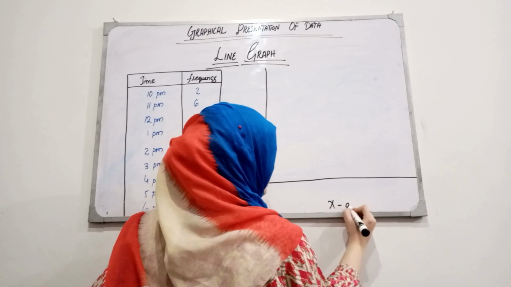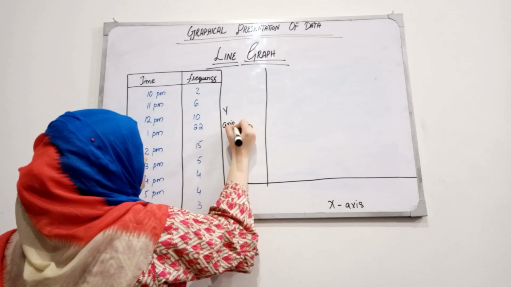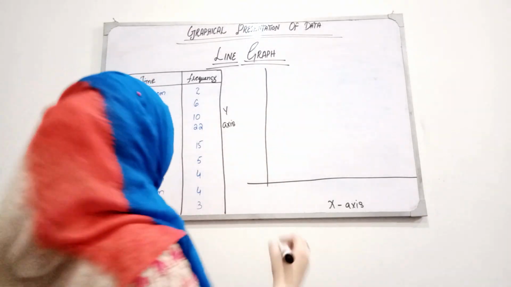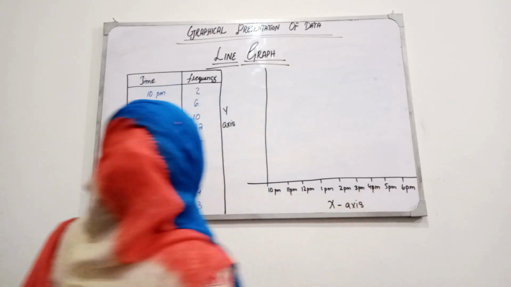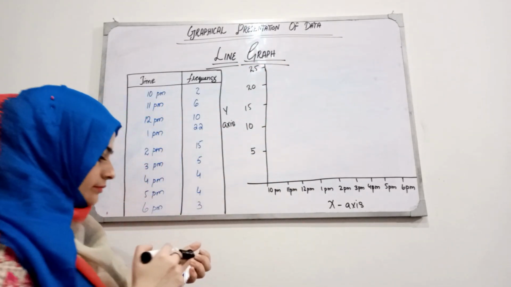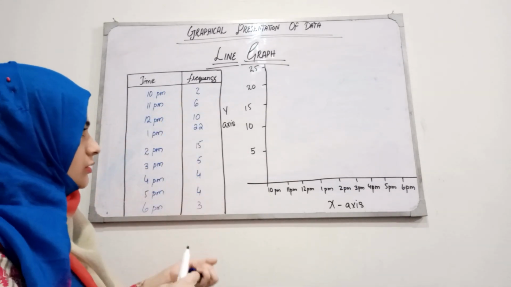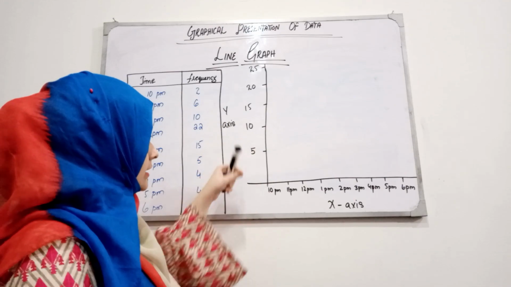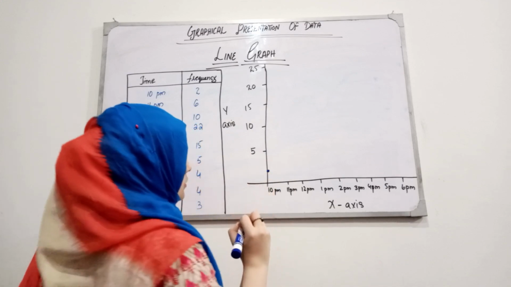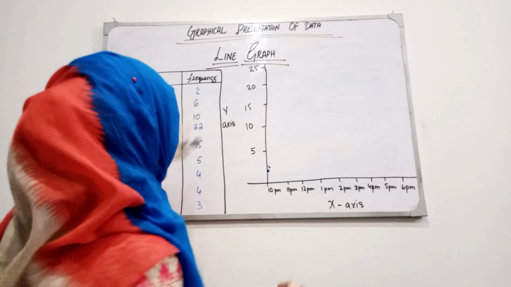This is our x-axis and this is our y-axis. On the x-axis I will plot the time. I will make the frequency here, up to 25. 10 p.m. has a frequency of 2. So by judging the graph, I assume that 2 will lie here. Then 11 has a frequency of 6.